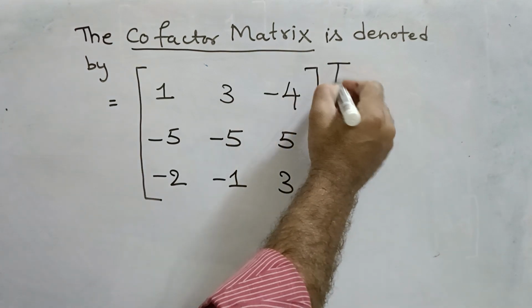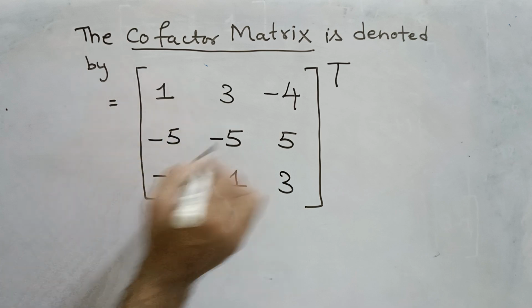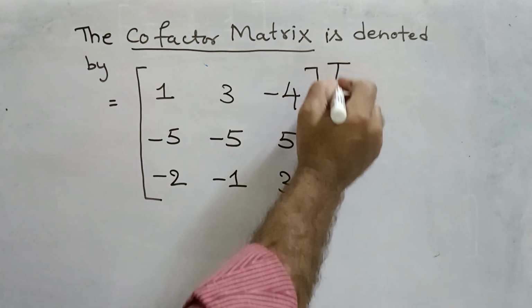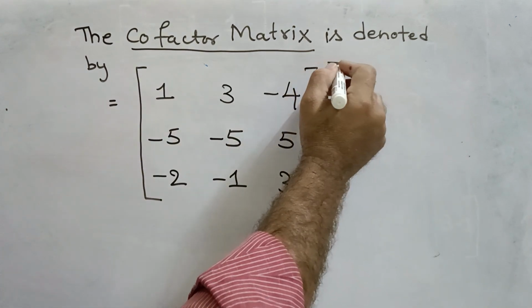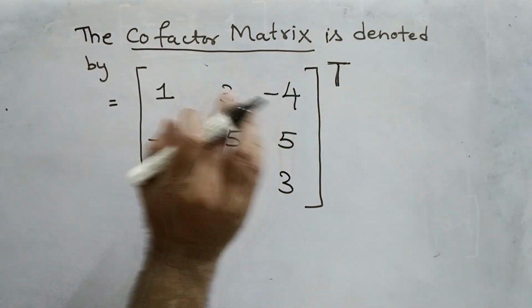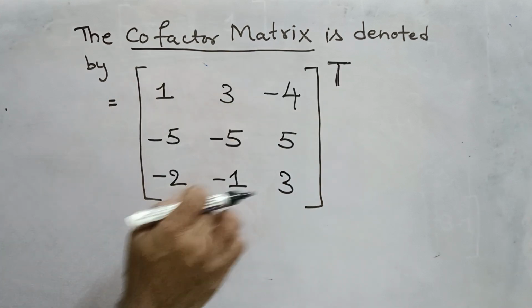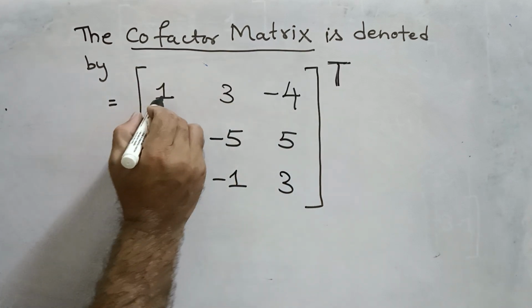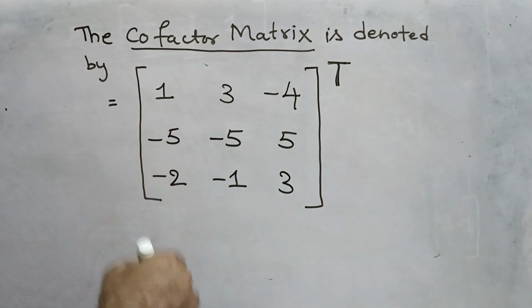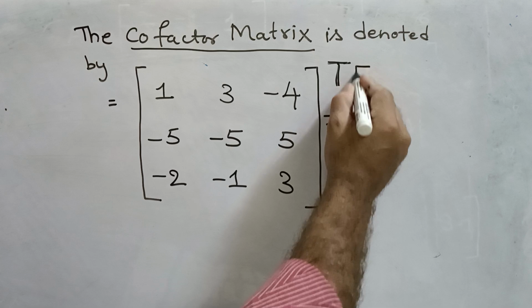If you take the transpose, for this matrix you have to write T in the power like this. If you write T, that is called a transpose. What is the transpose of this? Nothing special. All the rows will be converted into columns. That's it. So the transpose of this can be given like this.